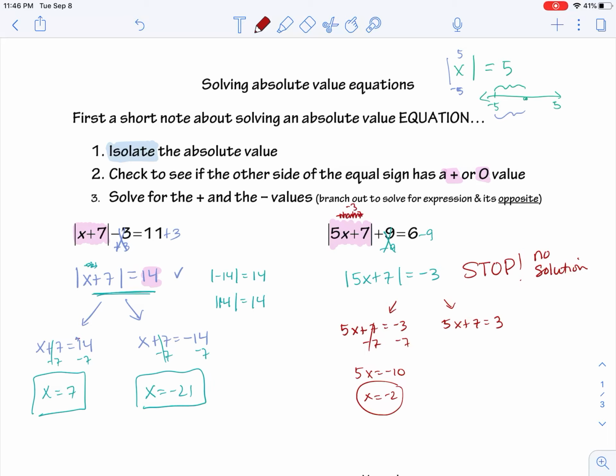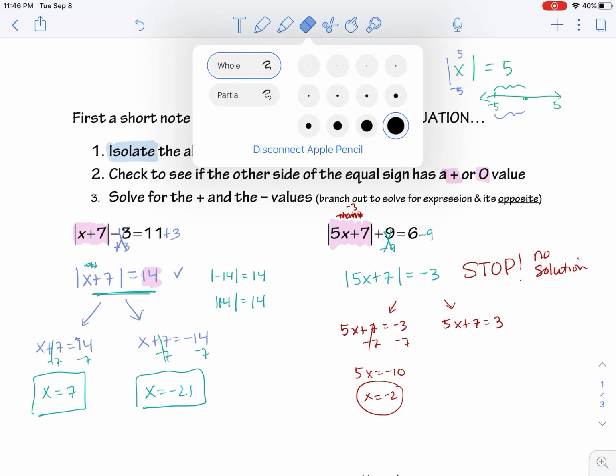Well, what's the absolute value of negative 3? Regular old 3. So, is 3 plus 9 equal to 6? And I'm pretty sure it isn't. And that's why this is an extraneous answer. It is not an answer that we can use. And the same thing will happen even if we use this positive value of 3. There is no solution to this problem.